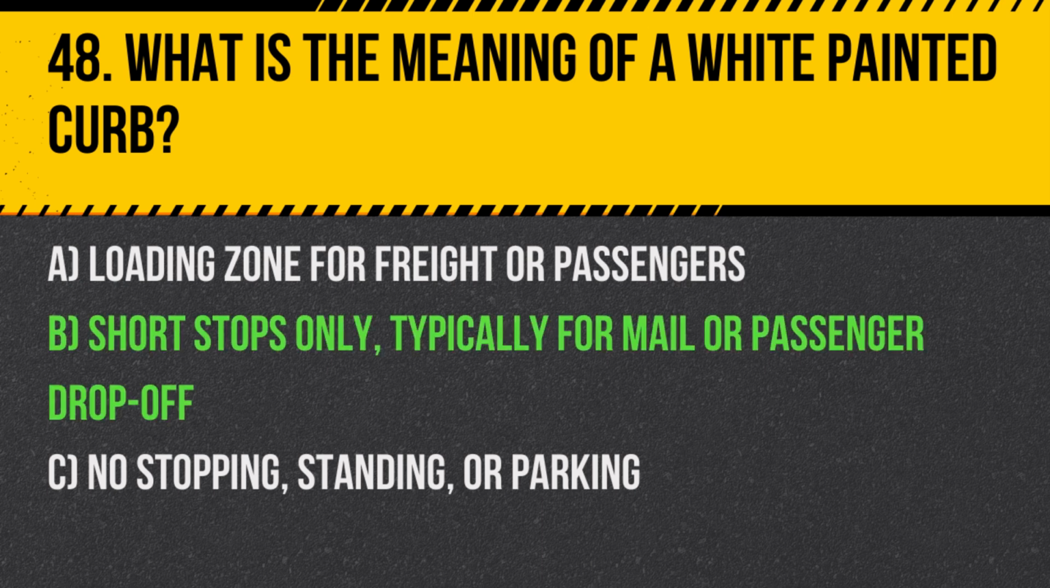Answer: B. Short stops only, typically for mail or passenger drop-off. White curbs usually indicate areas designated for very brief stops.